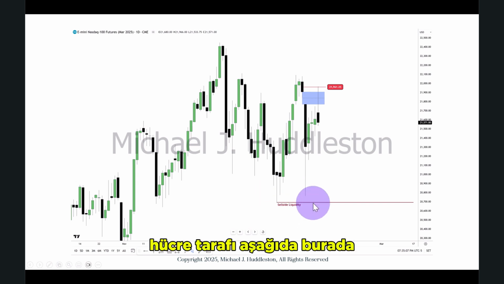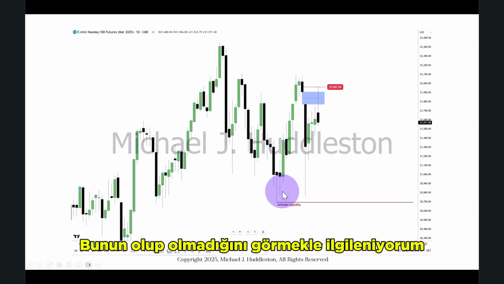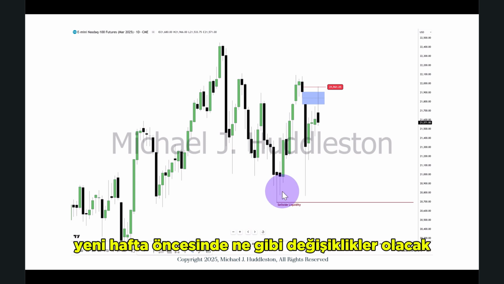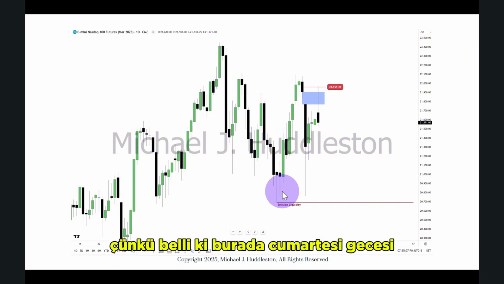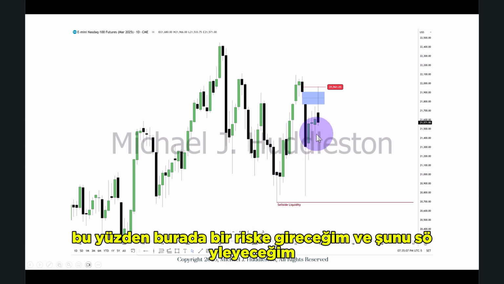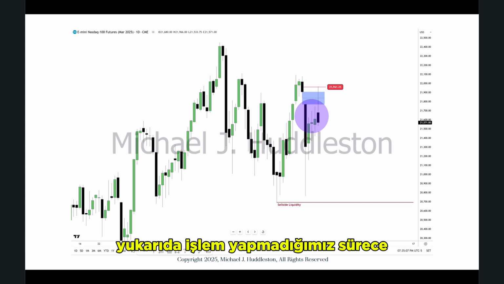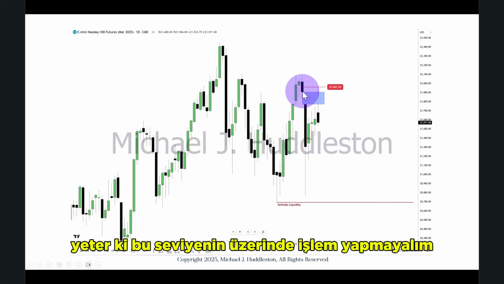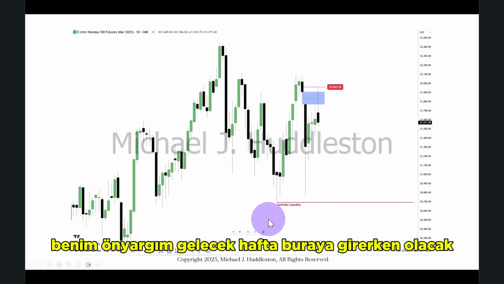The sell side down here, I'm interested in seeing if it has a willingness to get down here. What changes that ahead of the new week? Because obviously it's Saturday night here on the west coast of the United States. So I'm going to go out on a limb here and say as long as we don't trade above this midpoint here or previous Friday's low, my bias is going to be next week going into here.